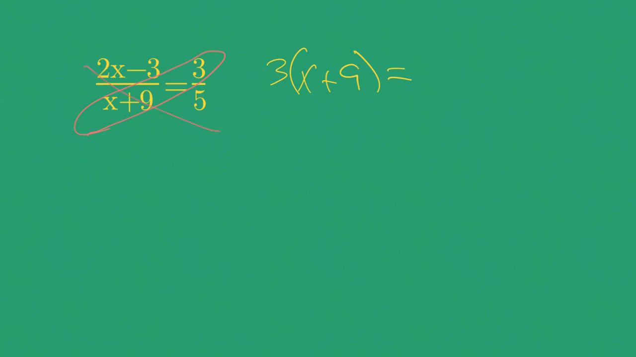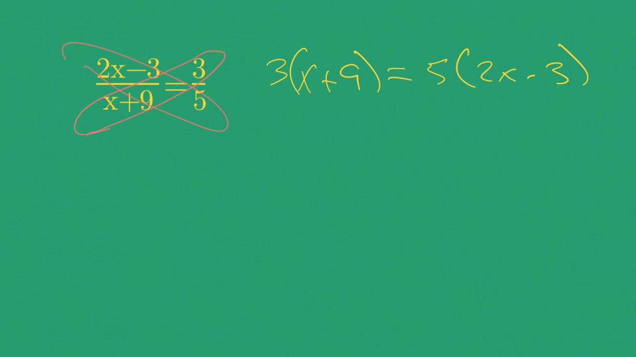And then we're going to go back the other way. 5 times 2x minus 3. 5 times 2x minus 3. Now, take a look. Are we okay with where all that's coming from? Okay? All right, let's distribute.